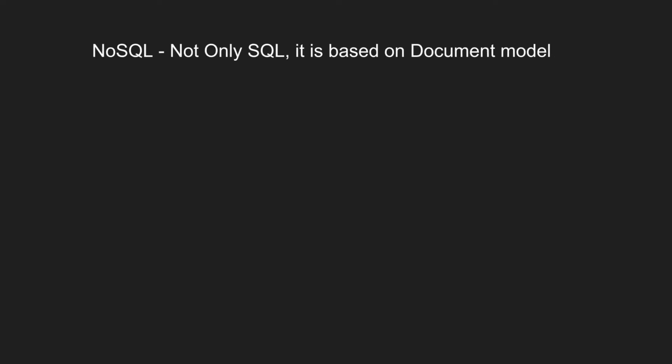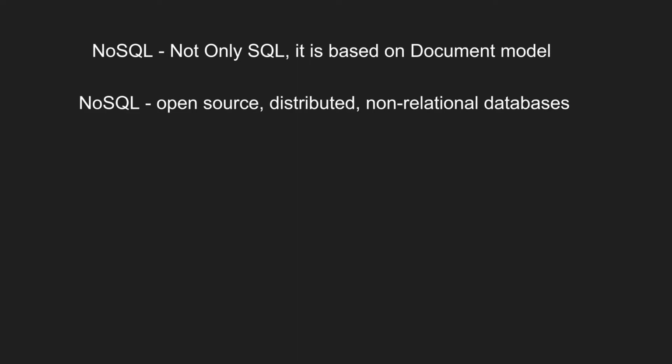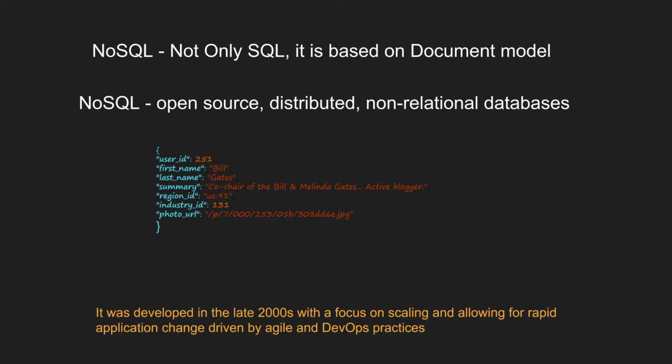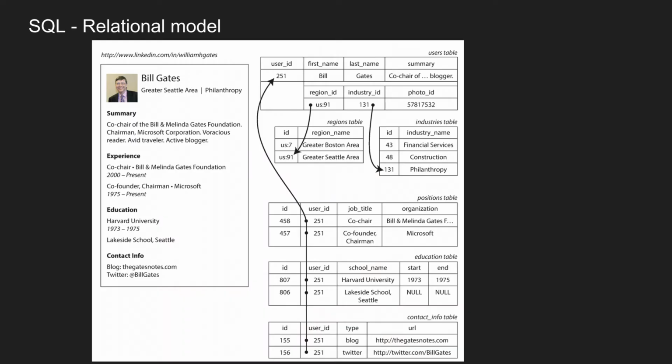NoSQL, or not only SQL, is based on the document model. It is used to describe open source distributed non-relational databases. Here is a simple document, a JSON representation. NoSQL was developed in the late 2000s with a focus on scaling and allowing for rapid application change driven by Agile and DevOps practices. Here is an example.